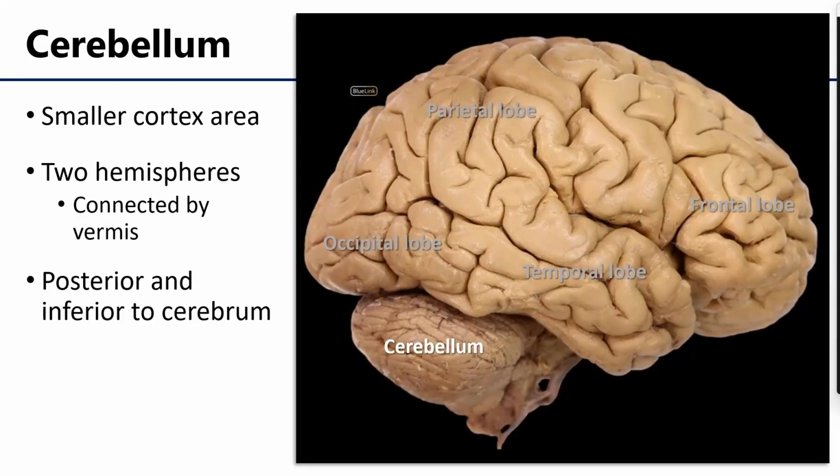The cerebellum then is our smaller cortex area, and it sits inferior to the occipital lobe of the cerebrum and directly posterior to the brainstem, which you can just sort of make out in this image here. Like the cerebrum, it is divided into 2 hemispheres, but instead of being separated by a fissure, these are connected side to side by a midline vermis.